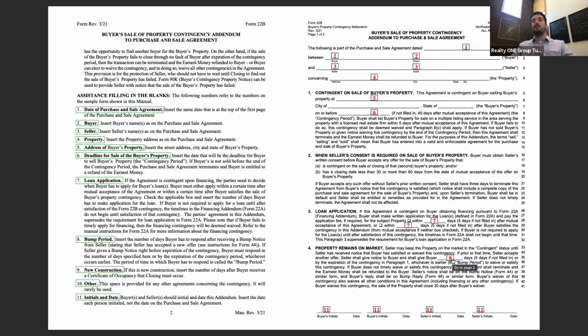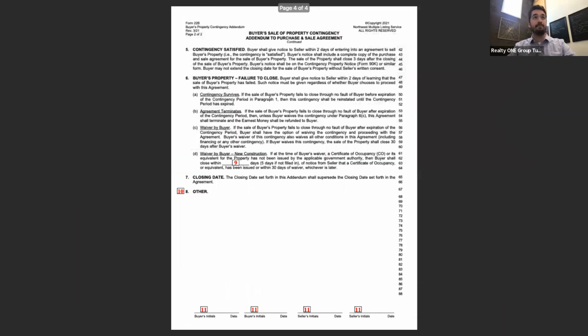So if you change that bump period to a lower time, that could be beneficial to your seller. Okay, moving on. We're getting through this, guys.